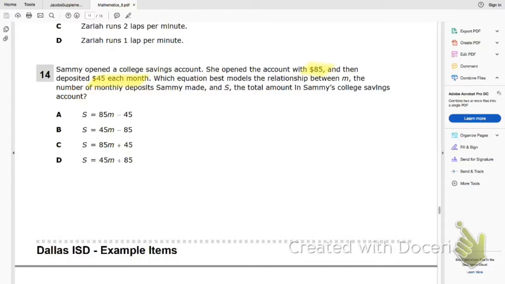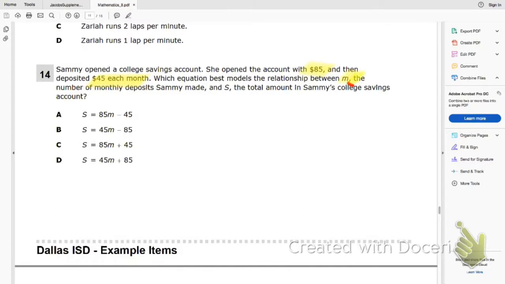Which equation best represents the relationship between M, the number of monthly deposits Sammy made, and S, the total amount in Sammy's college savings account? Alright, this question's basically setting up an equation. You can view it as M or X, it doesn't matter, however you want to say it. So we're going to use M as our variable.